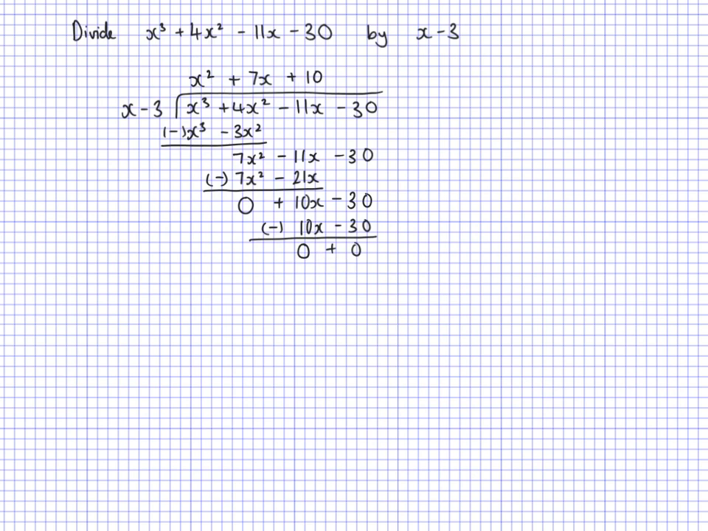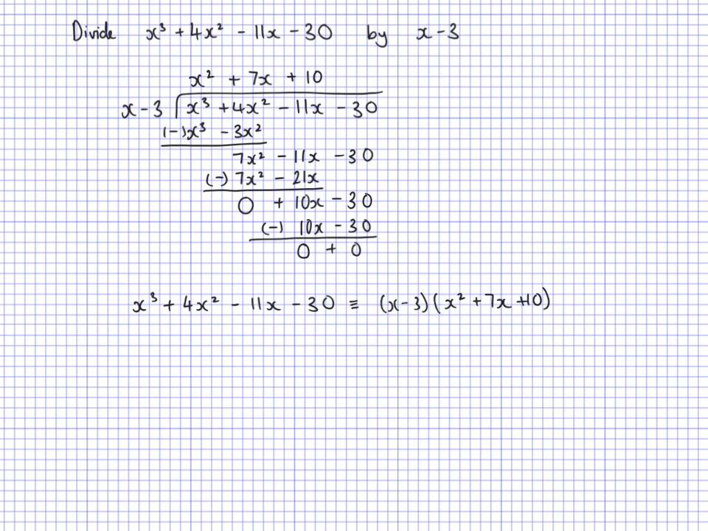Okay, so what I can write is that x cubed plus 4x squared take away 11x take away 30. So when I divided this polynomial by x take away 3, I got this. So actually when I multiply x take away 3 by that, I should be getting this. So I'm going to write this is identically equal to x take away 3 times x squared plus 7x plus 10.